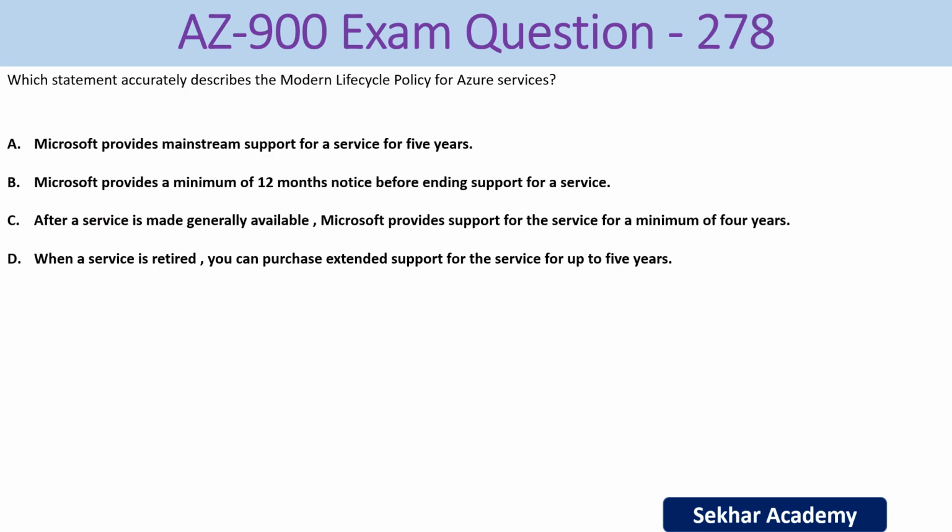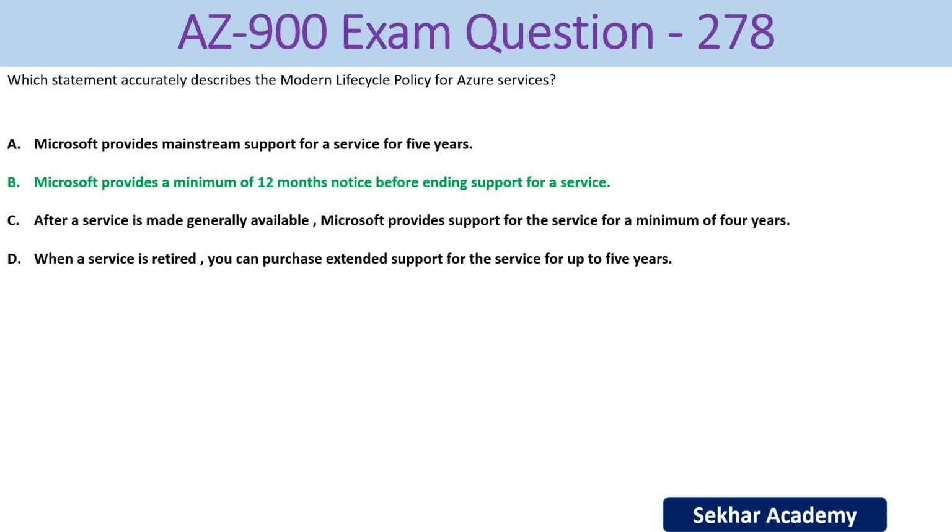Question number 278. Which statement accurately describes the modern lifecycle policy for Azure services? Options we have: Microsoft provides mainstream support for a service for 5 years. Microsoft provides a minimum of 12 months notice before ending support for a service. After a service is made generally available, Microsoft provides support for the service for a minimum of 4 years. When a service is retired, you can purchase extended support for the service for up to 5 years. The right option is here: Microsoft provides a minimum of 12 months notice before ending support of a service, right?